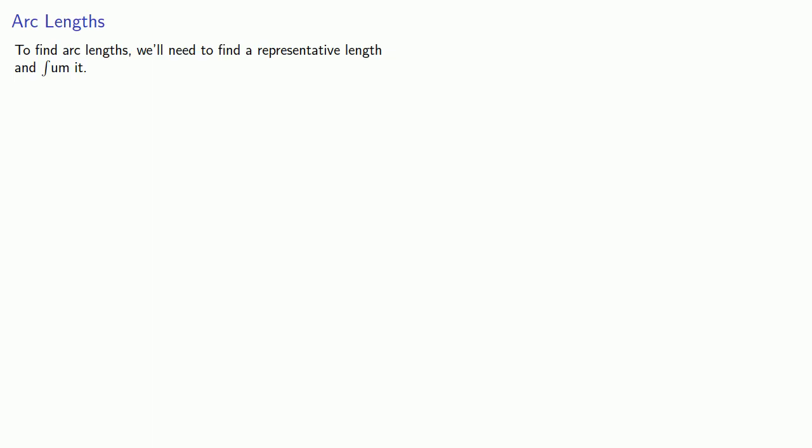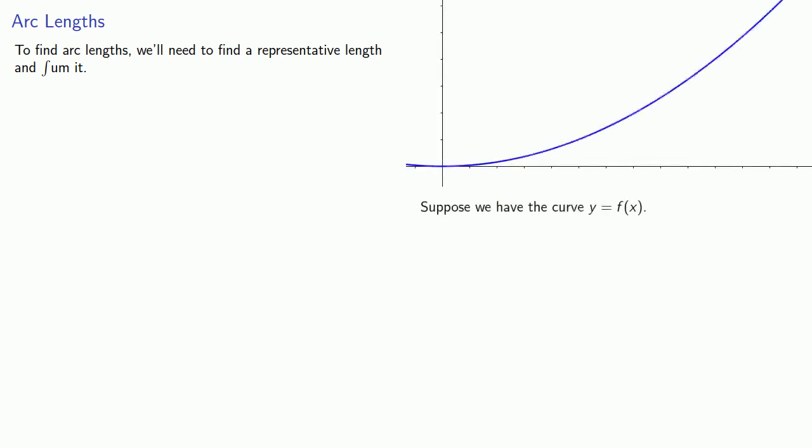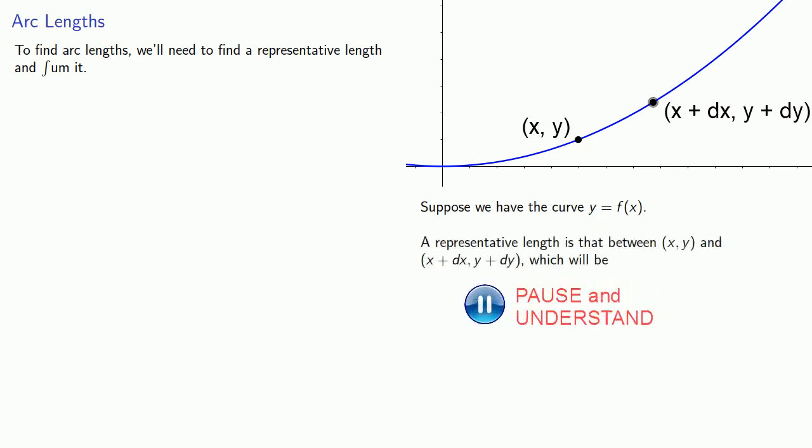In order to find arc length, we'll need to find a representative length and sum it. Suppose we have the curve y equals f of x. A representative length is that between the point x, y, and another point x plus a small bit of the x-axis, y plus a small bit of the y-axis, x plus dx, y plus dy. We can use the distance formula to find the length of the segment joining these 2 points.